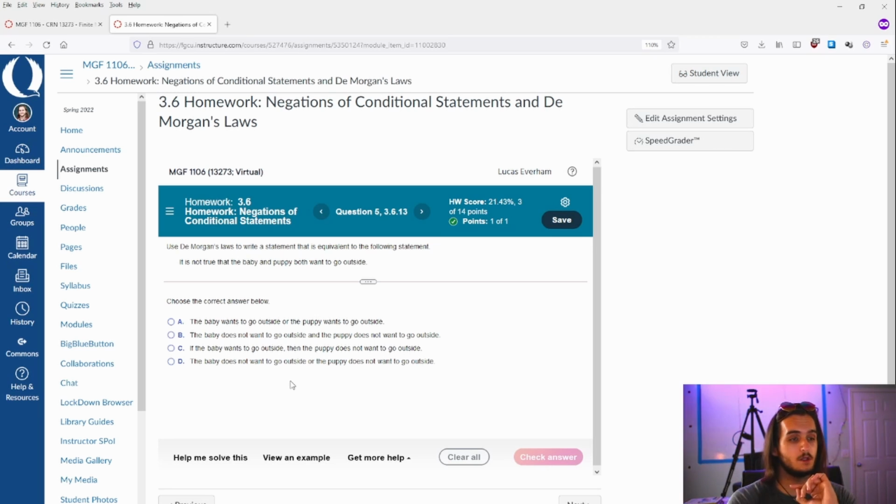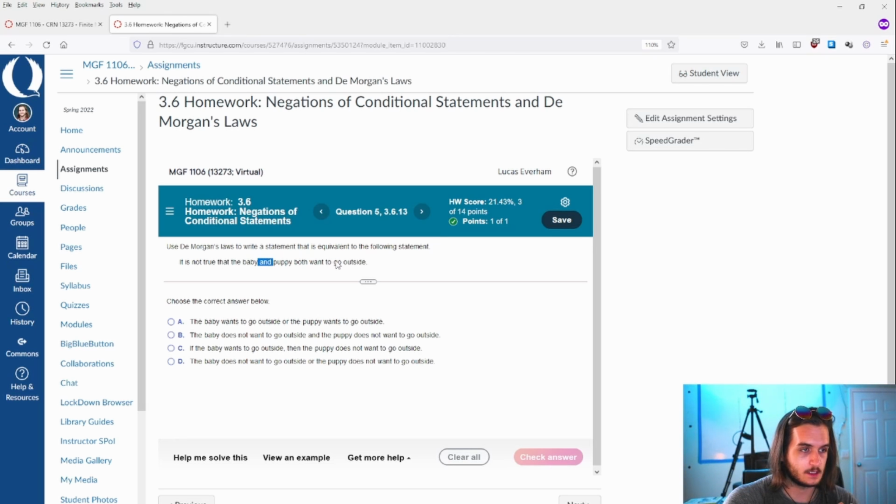And then in the middle, you have the and here. You also have to flip the and. Negating a conjunction gets a disjunction, negating a disjunction gets a conjunction. It's just like in chapter 2 when we had those De Morgan's laws. If you wanted to get the complement of a union, you got an intersection. If you want the complement of an intersection, you got a union. Same thing here. So the baby does not want to go outside.